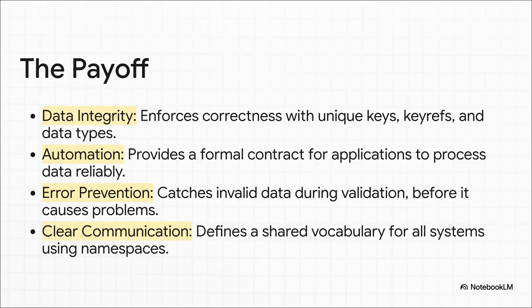And the benefits here are just crystal clear. First, you get data integrity. No more words in zip code fields. That enables reliable automation because your programs know exactly what data to expect. You get error prevention, catching mistakes right at the source, not later when they're expensive to fix. And finally, you get clear communication. The schema acts like a contract, making sure every person and every system is speaking the exact same data language.